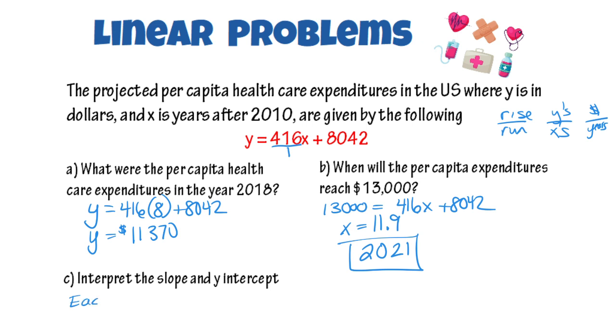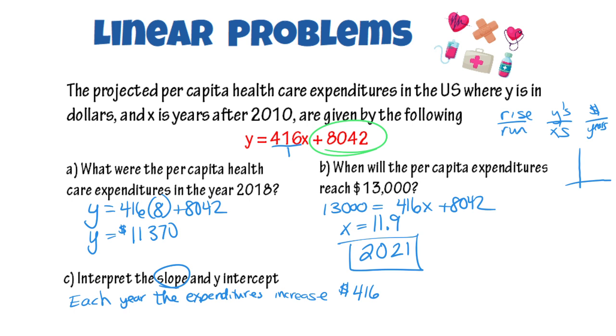Each year, this is the slope here. Each year, the expenditures increase because it's positive. If it was negative, I'd say it decreases $416.